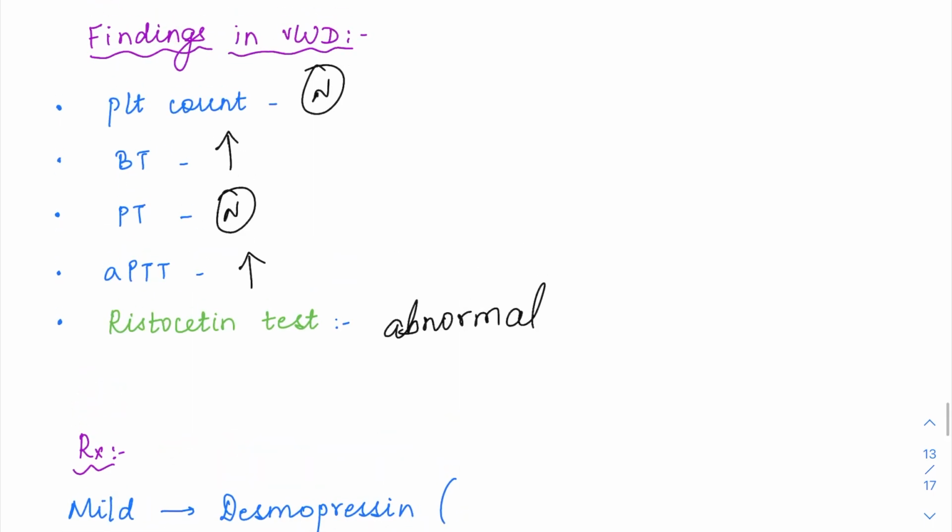If you see this profile, it is literally similar to Bernard-Soulier except for this. Platelet count normal, BT is elevated, PT is normal, while ristocetin is abnormal, the same as that of Bernard-Soulier syndrome. But in Bernard-Soulier, APTT will not be elevated. APTT is elevated in von Willebrand disease because factor 8 levels are going down here.